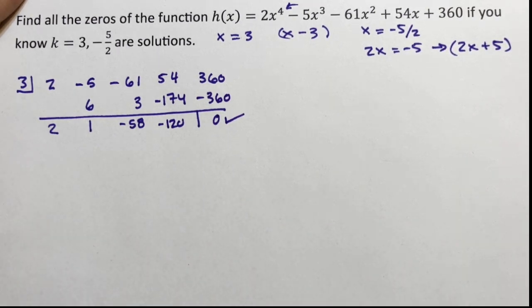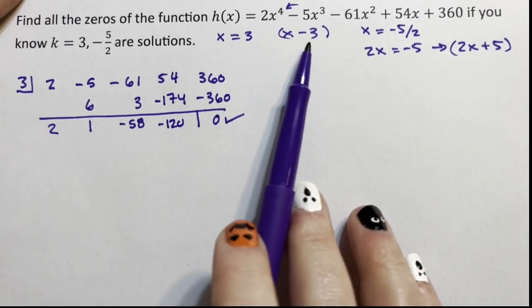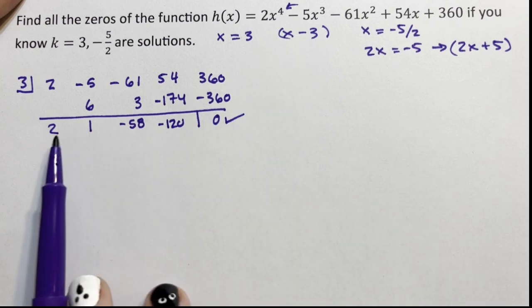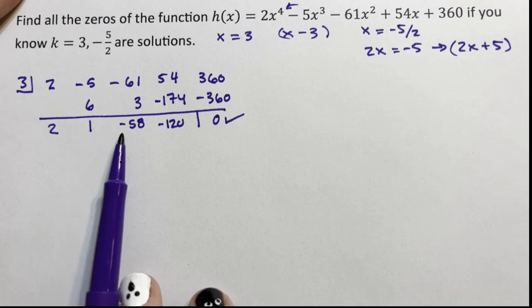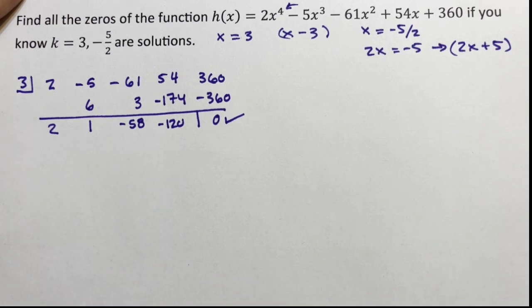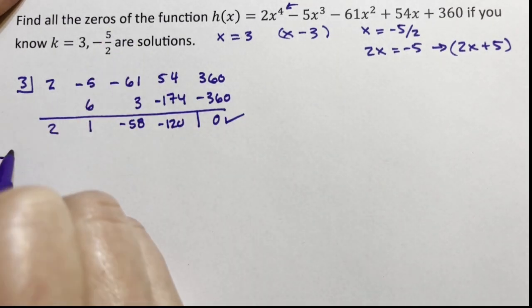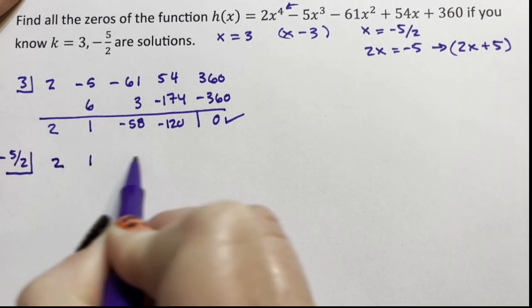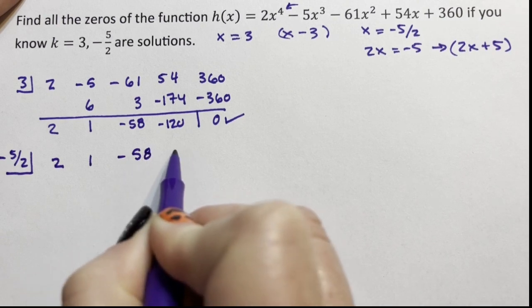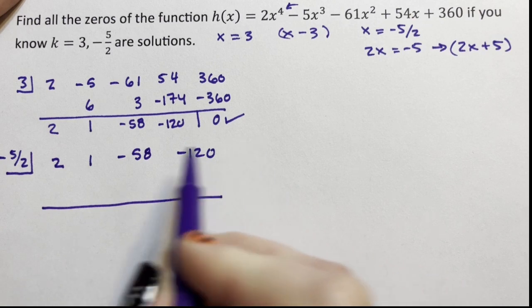So what this translates to, which I'm not going to write, but if you are curious, because this is a 4th degree polynomial, this means that if I just divide this out, I get 2x cubed plus 5x squared minus 58x minus 120. That would be the next polynomial. But we want to now divide by the next one, -5/2. That's going to go in the box, and I get 2, 5, -58, -120. We're just using this as a stopgap until we get to the next one.